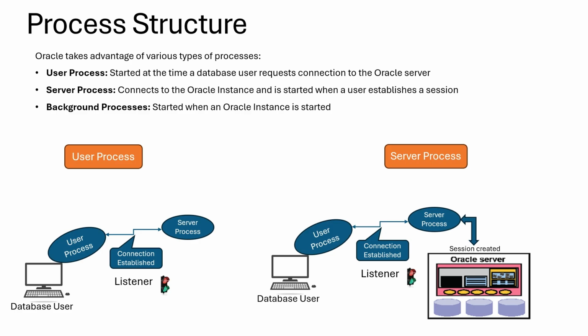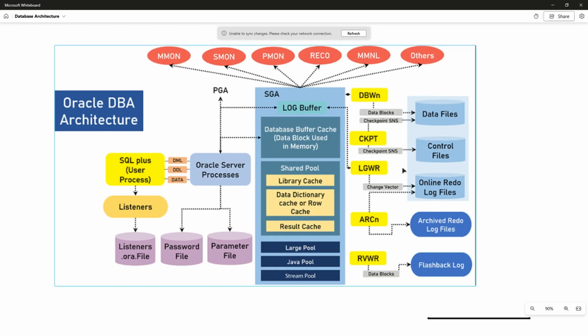You have multiple instances, but when your user requests a connection, it has to be decided which database it has to be connected to. That will be decided by the listener and PMON. There is a background process called PMON. So the listener and PMON will decide which database it should connect to.